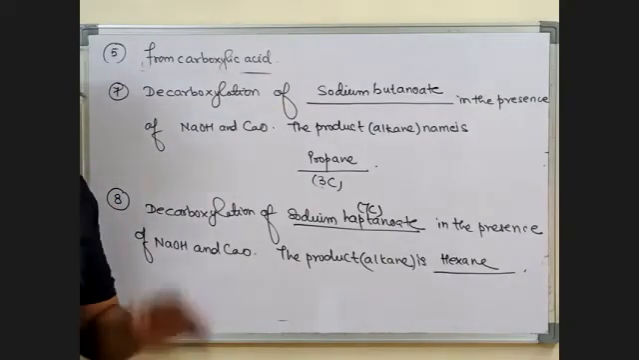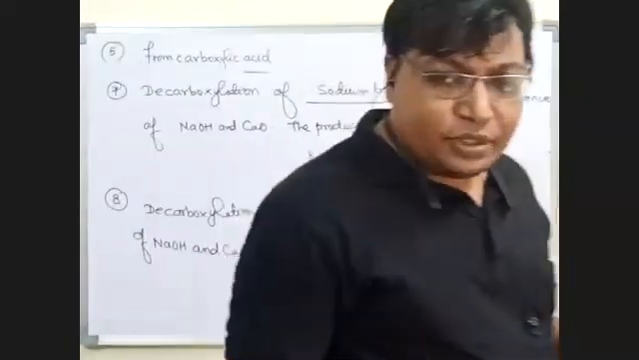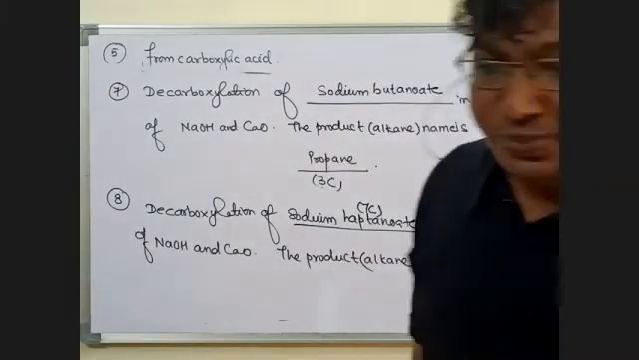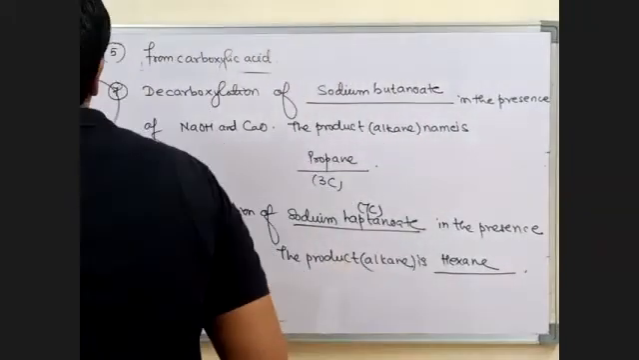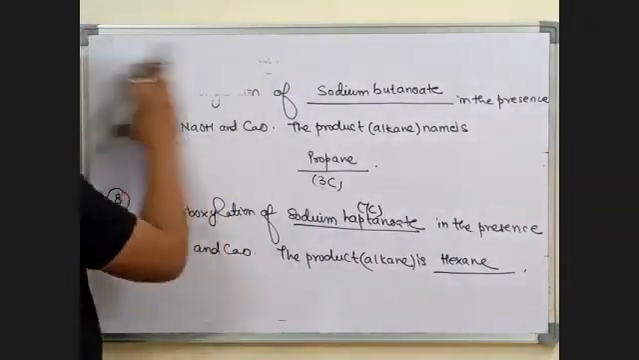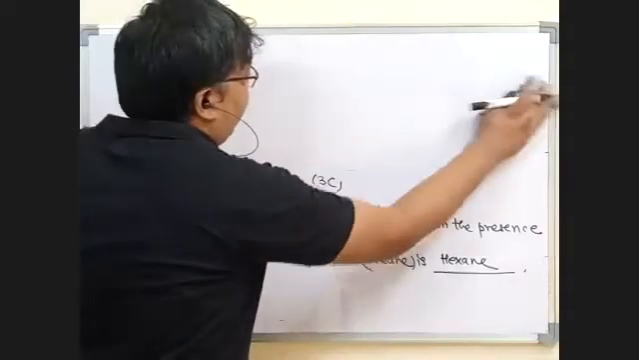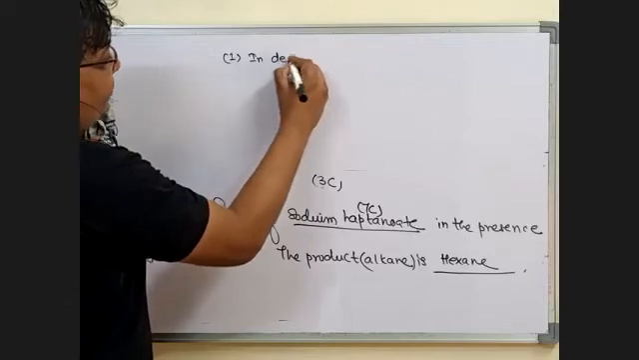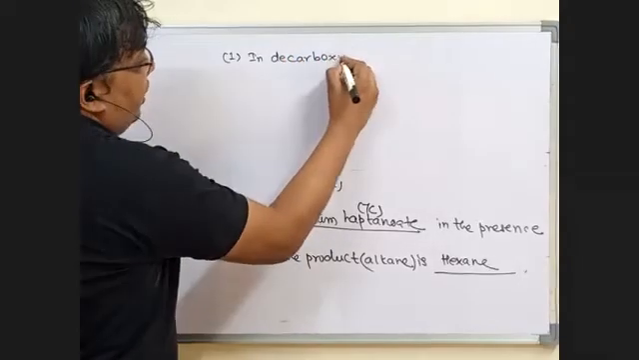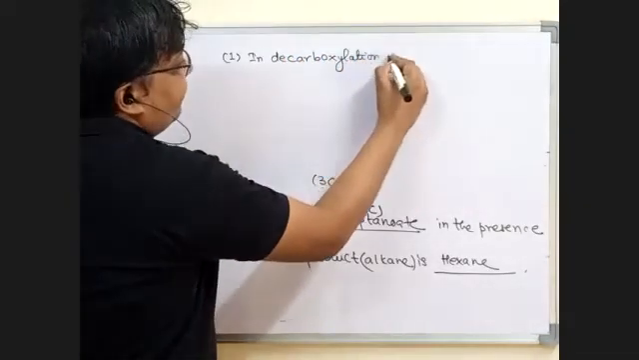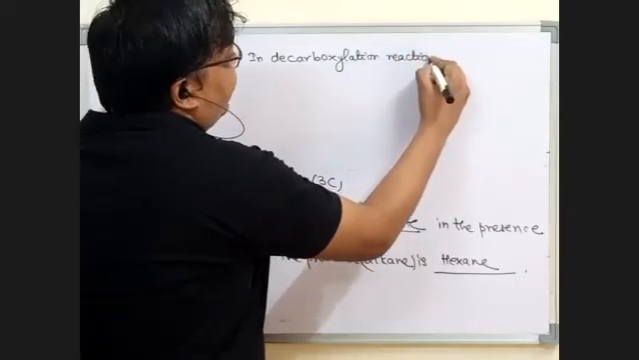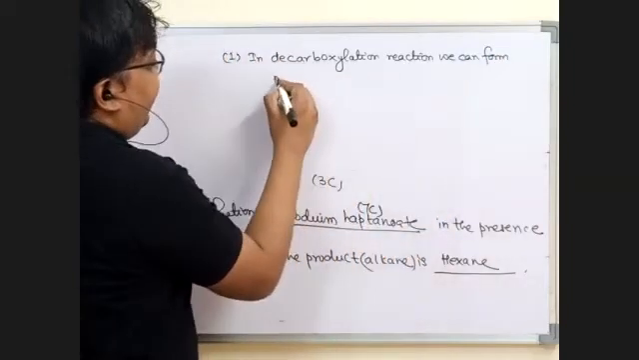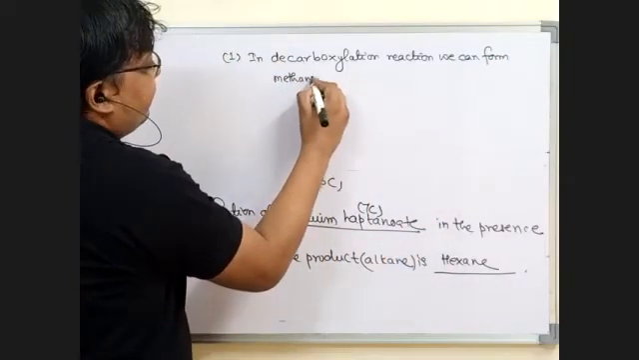So I think all concepts of this reaction are clear. Now come on, page number 8 in your red book. In the decarboxylation reaction, you write 3 very, very important points. First, in decarboxylation reaction, we can form methane.